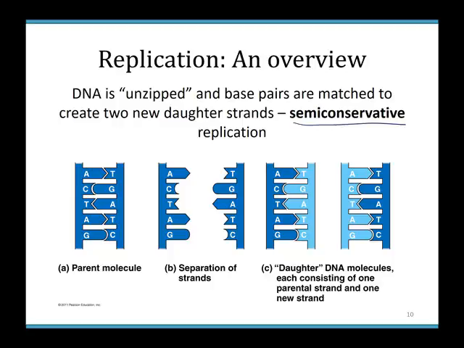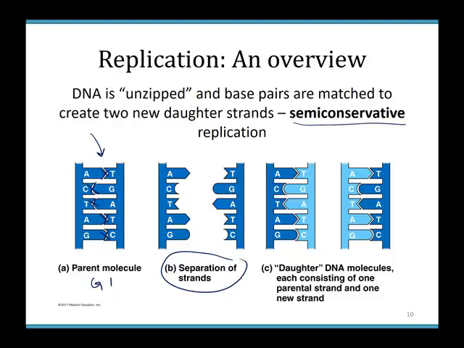So what does that mean? Here's where we start out with the old, what's called parent molecule. This is what we see, by the way, during G1. This is what we saw in the previous images, G1. As we approach DNA replication, we'll break the hydrogen bonds between the nitrogenous bases, and we'll separate the two strands, the two sides of that parent molecule.